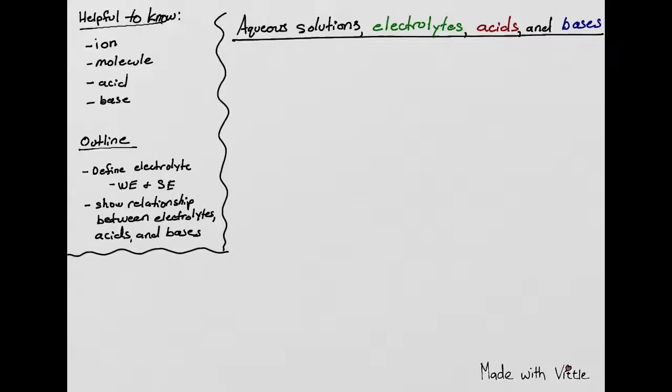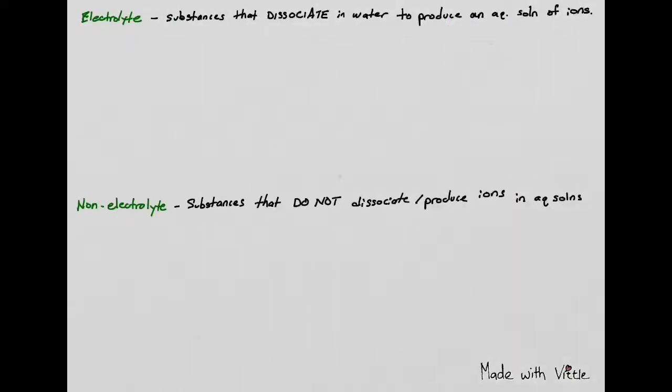And then underneath of that is a general outline for how I'm going to proceed. And just to let you know, WE stands for weak electrolyte and SE stands for strong electrolyte. We're going to start with some definitions.